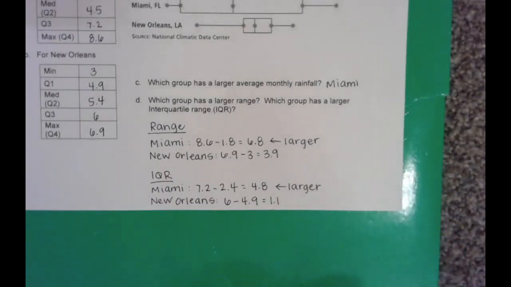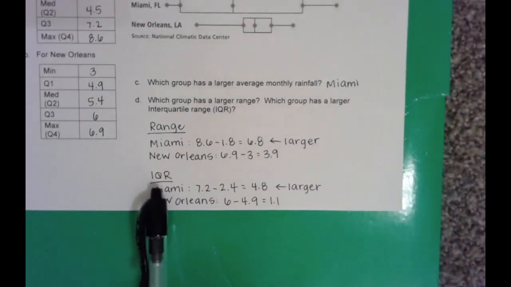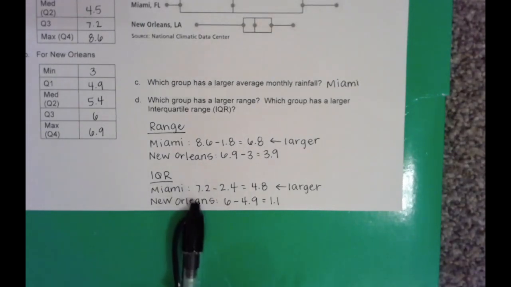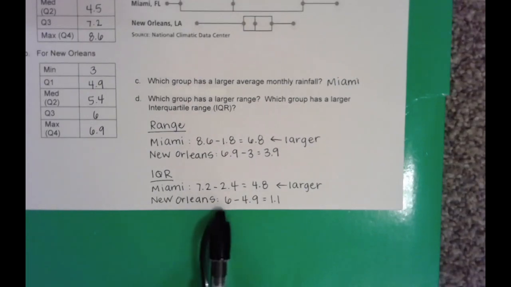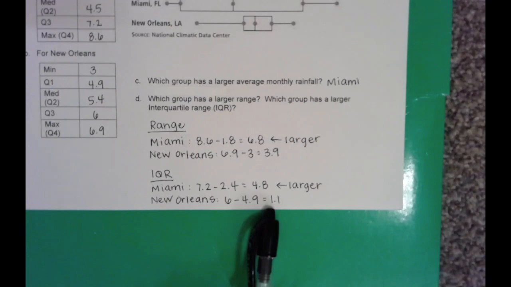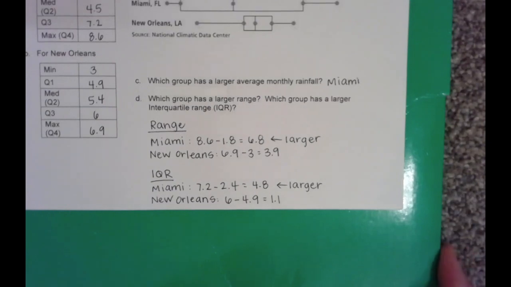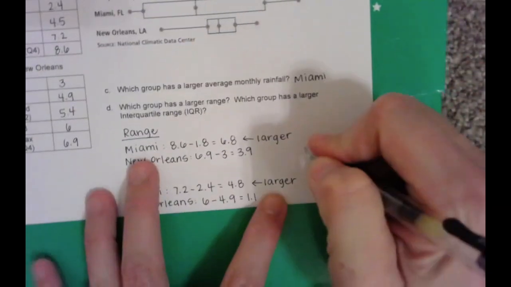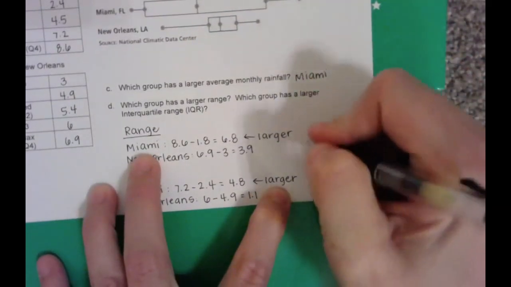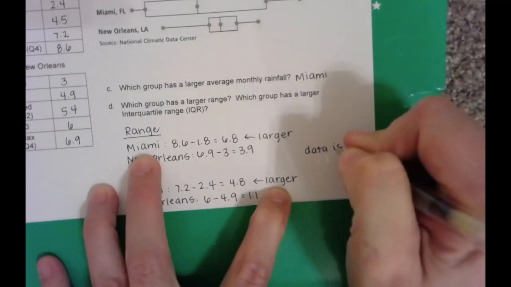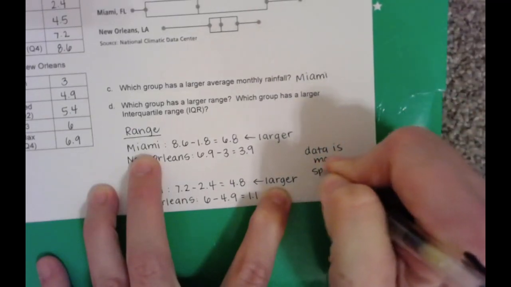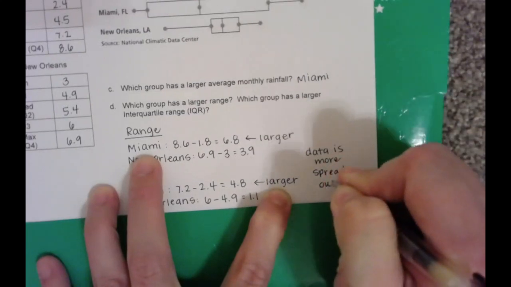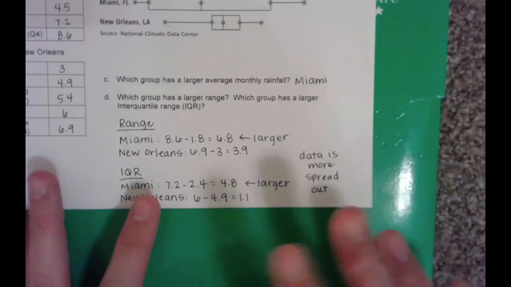And then for the IQR, a reminder of the notes that we did previously, interquartile range is Q3 minus Q1. And so I do the work for that for Miami. Q3 minus Q1 gives me 4.8. And for New Orleans, Q3 minus Q1 gives me 1.1. And so the IQR for Miami is also larger. That doesn't mean Miami's better. It actually just means that when a range or an IQR is larger, for both of these, the data is more spread out. So it means that the numbers are actually further apart from each other. It's not necessarily a better or a worse thing.